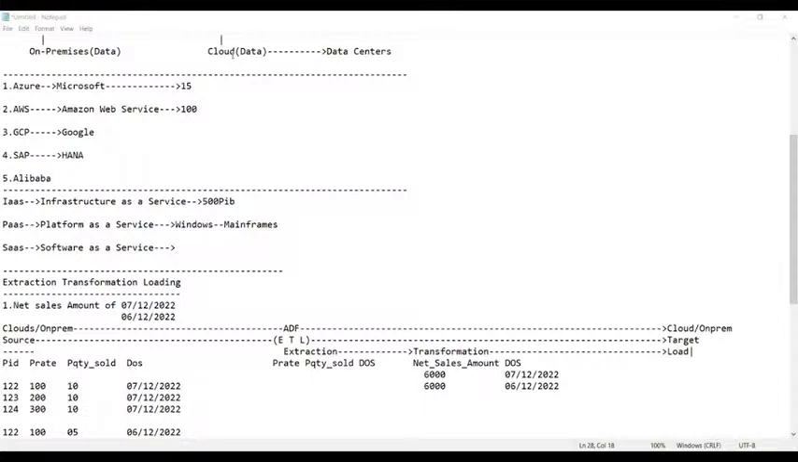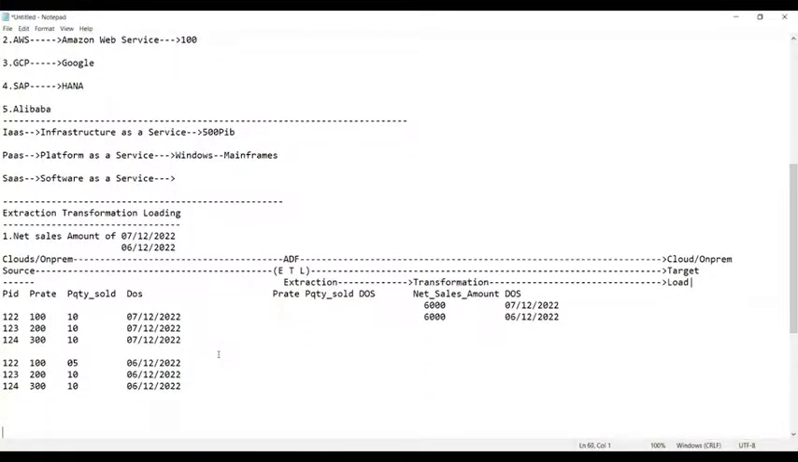Job opportunities: obviously cloud is the future now. Obviously, the job market is very good.